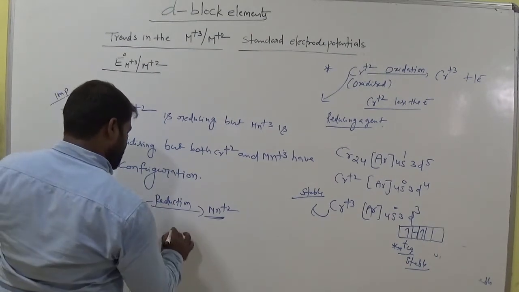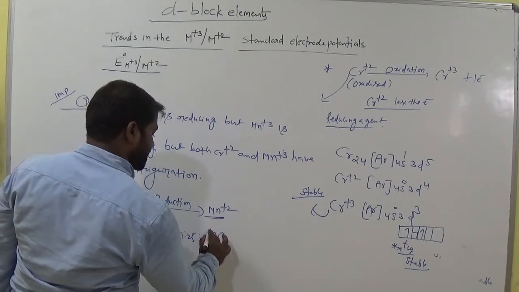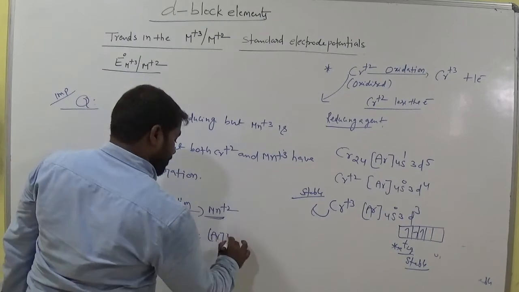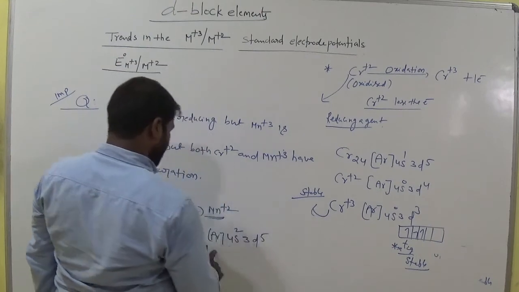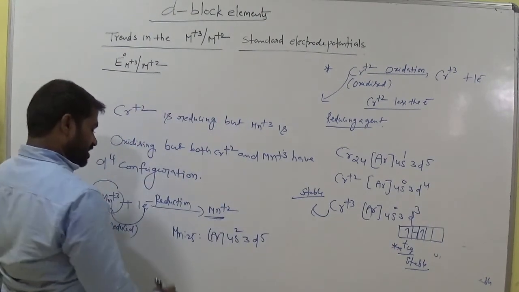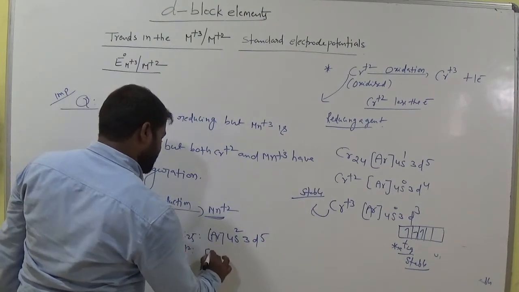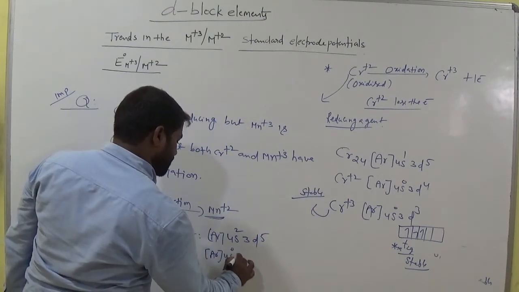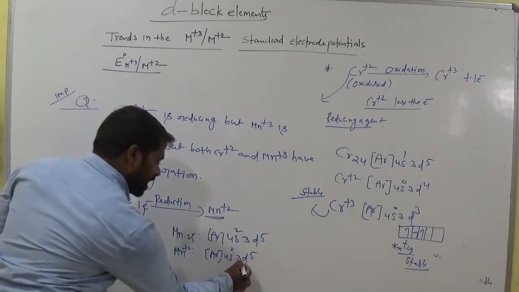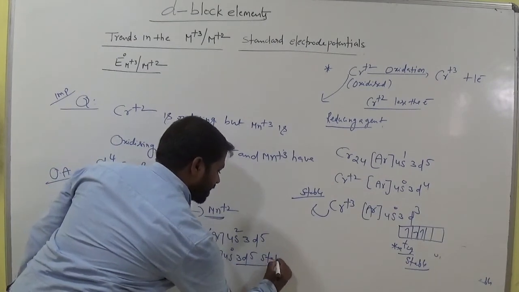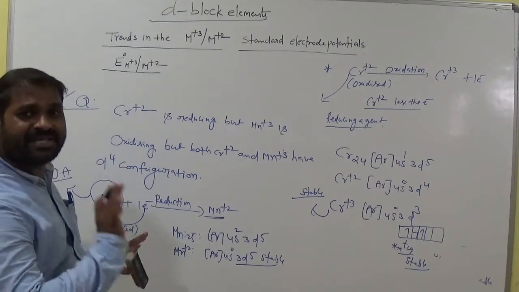So let's see. This is manganese. Atomic number is 25 and electronic configuration is argon 4s2 3d5, am I right? 18 plus 2 is 20, plus 5 is 25. So Mn plus 2 means argon 4s0 3d5. Clear? So is it stable or not? Stable. Why? Because the d orbital is completely half-filled. So manganese mostly exists as Mn plus 2.